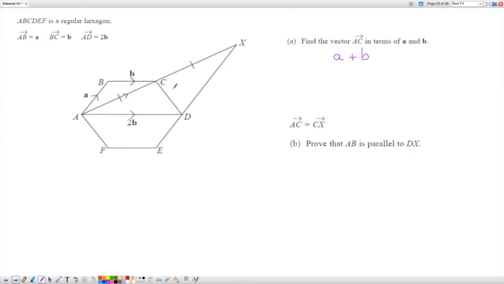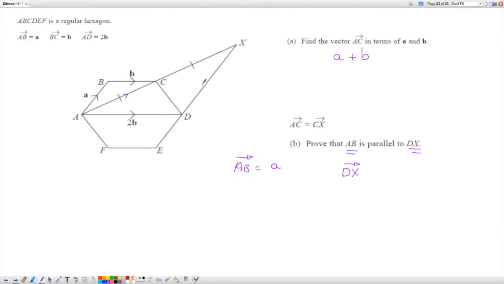We're then told that AC, this distance here, is the same as CX, this part, and asked to prove that AB is parallel to DX. So let's first find the AB and DX. AB we know already. AB is simply a. We need to find DX.